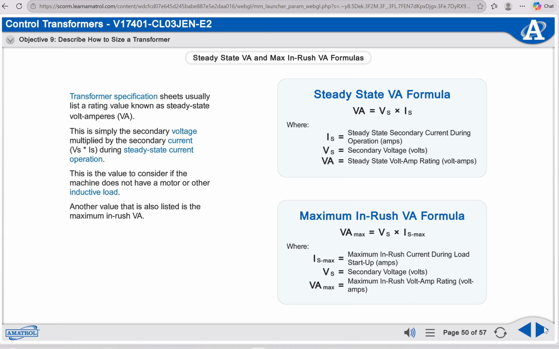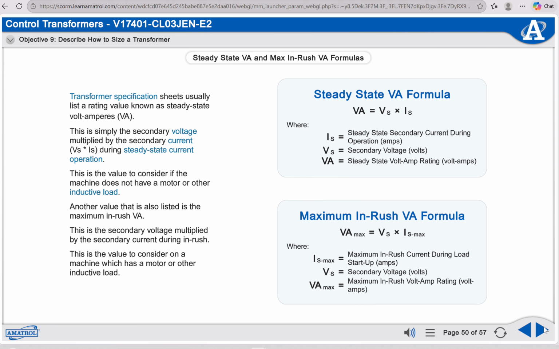Another value that is also listed is the maximum inrush VA. This is the secondary voltage multiplied by the secondary current during inrush. This is the value to consider on a machine which has a motor or other inductive load.